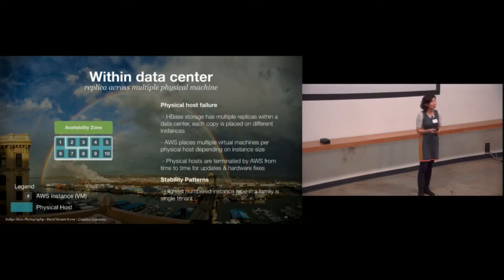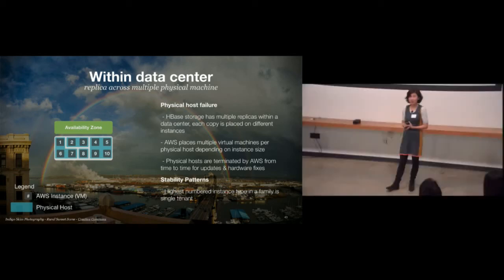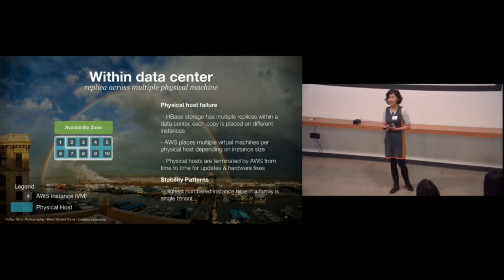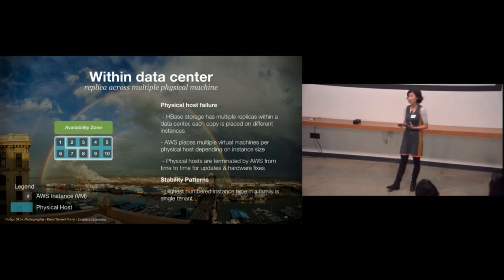So now let's first zoom into the data center, which is also called an availability zone in Amazon's terminology. Just as Jeremy mentioned, we use the ephemeral disk, so when the instance is gone, the data is gone. Therefore, all the data in our system are replicated. For instance, HBase will always have a replication factor of 3. So for any data, you will have 3 copies sitting on 3 different instances.